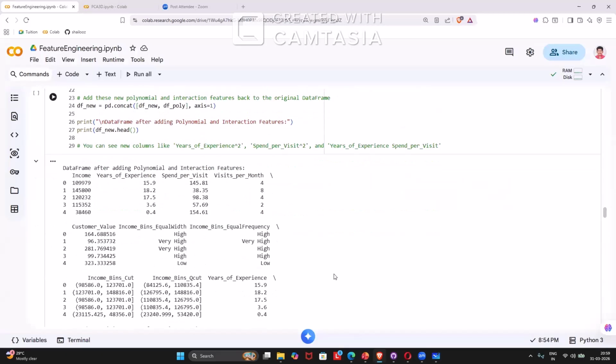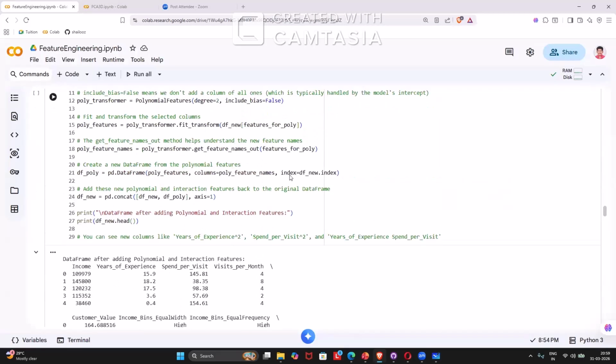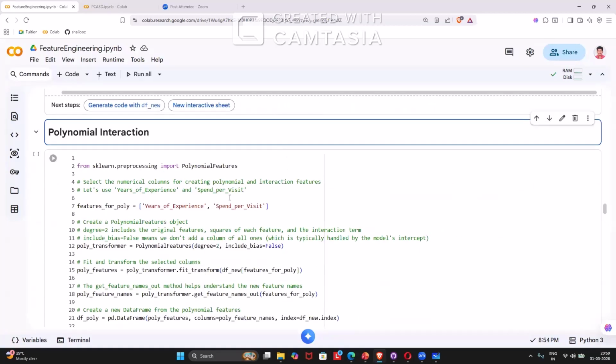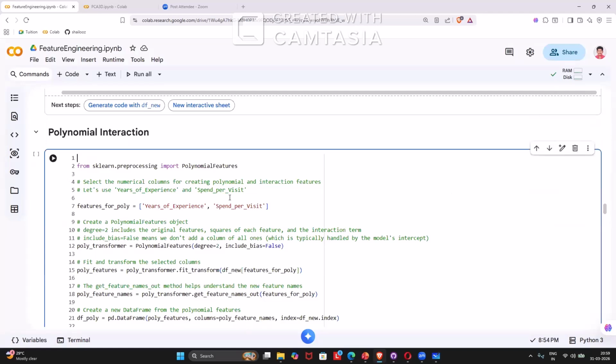Yeah, so that is what we are creating here in interaction features. This is also not a much used thing, but still we can make use of it.